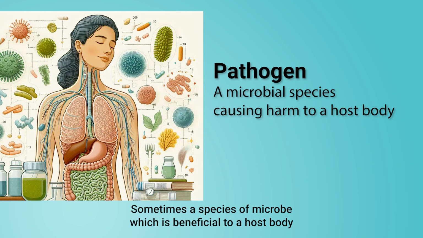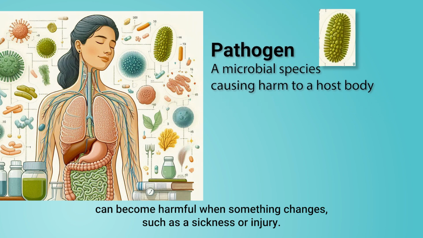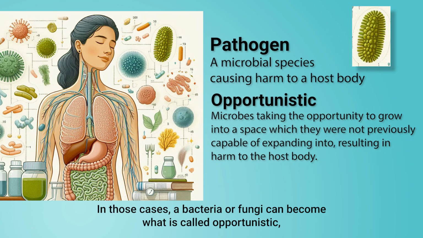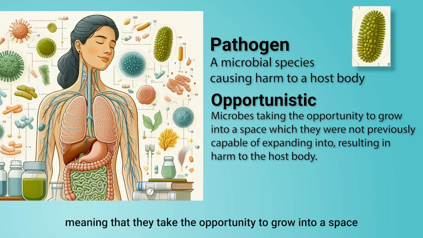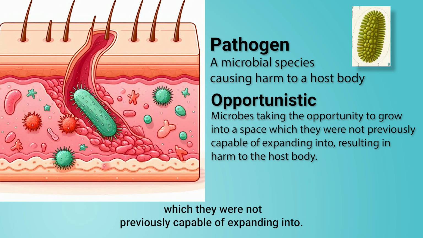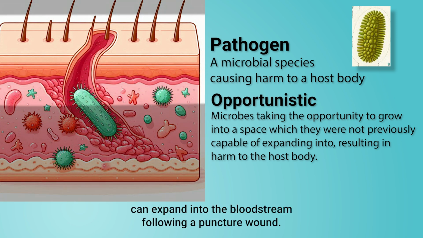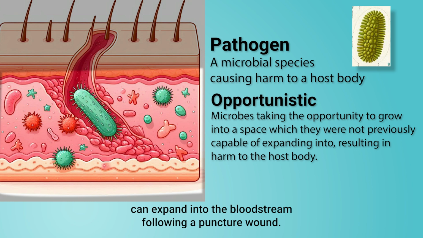Sometimes a species of microbe, which is beneficial to a host body, can become harmful when something changes, such as a sickness or injury. In those cases, a bacteria or fungi can become what is called opportunistic, meaning that they take the opportunity to grow into a space which they were not previously capable of expanding into. For example, species which live natively on the skin can expand into the bloodstream following a puncture wound.